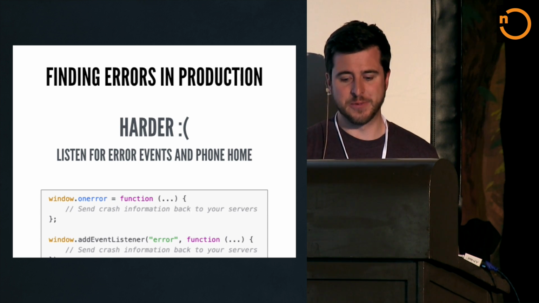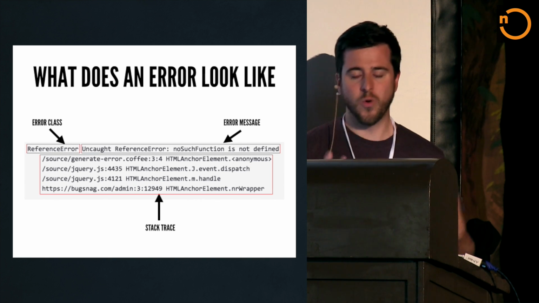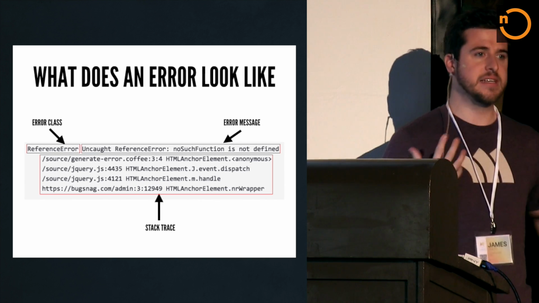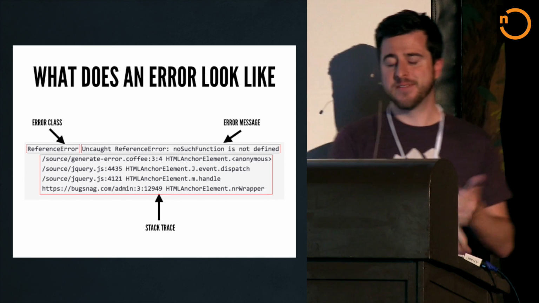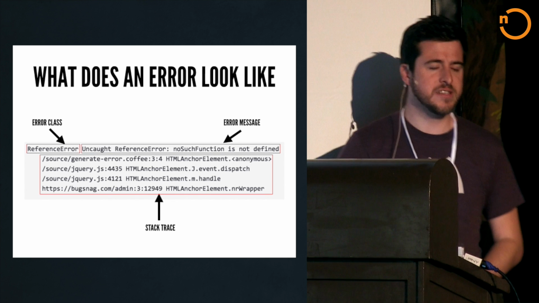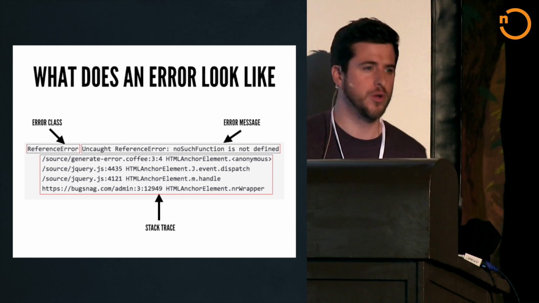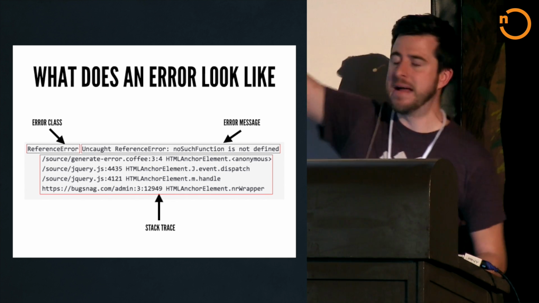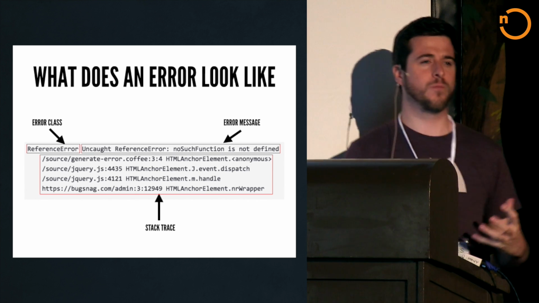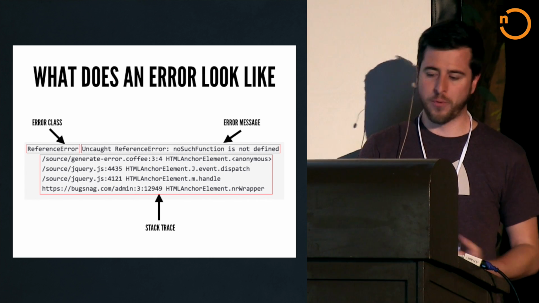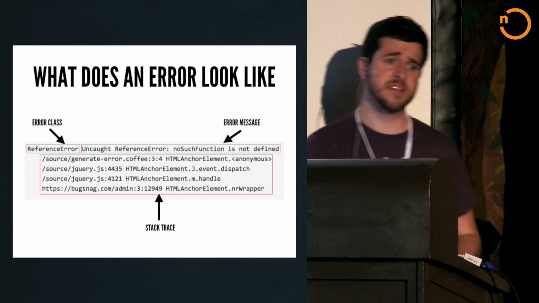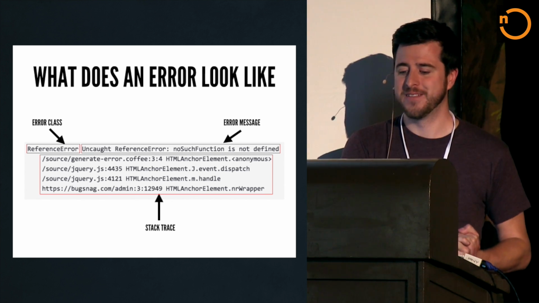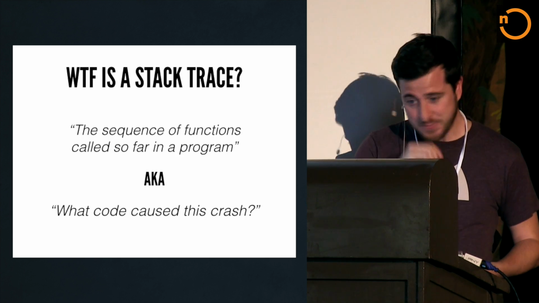There's a little bit of a problem with this because you want to see as much diagnostic and debugging information as possible. So this is what we want to see. We want to see the class of the error, the type of the error. Was this caused by bad data? Was this caused by a bad URL? We want to see a message that tells us what exactly was happening. And then more importantly, we want to see this thing at the bottom here, the stack trace. And that's what I'm going to be diving into a little bit in this talk. But what the hell is a stack trace?